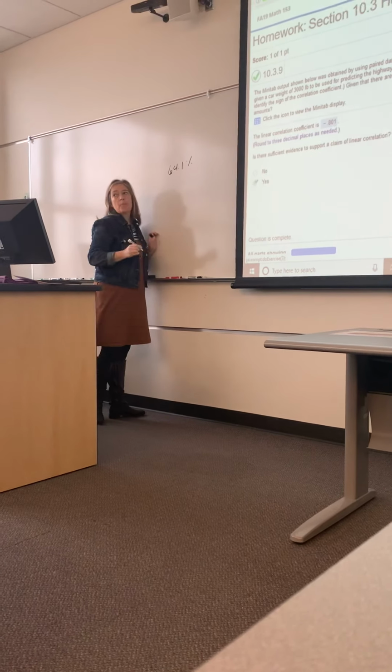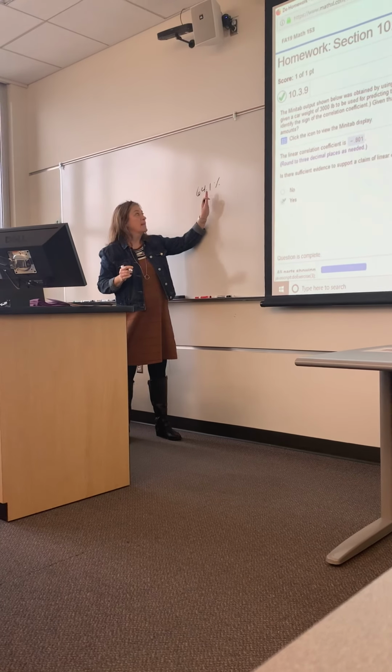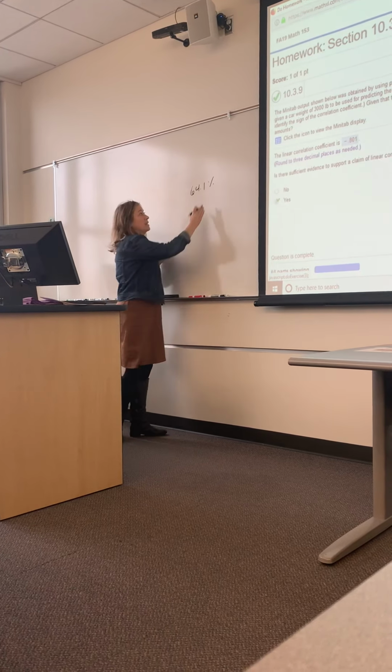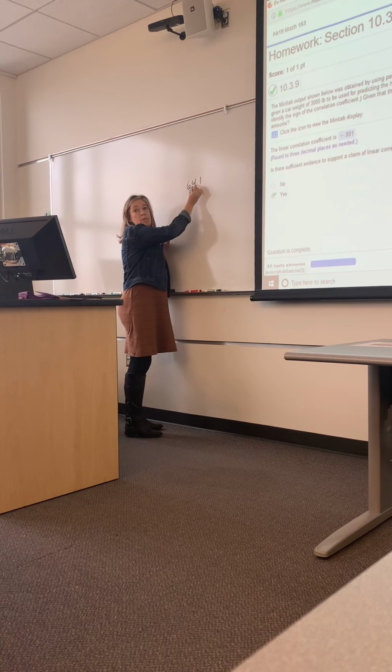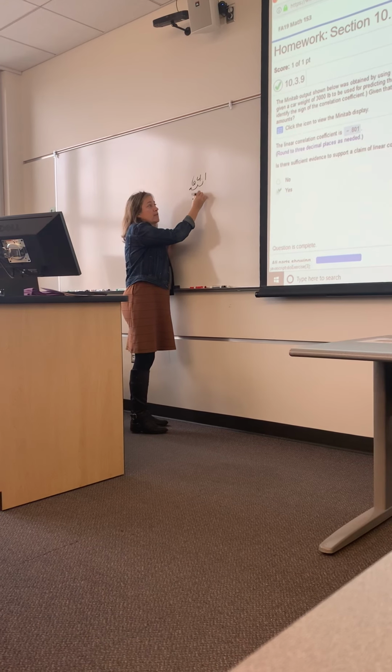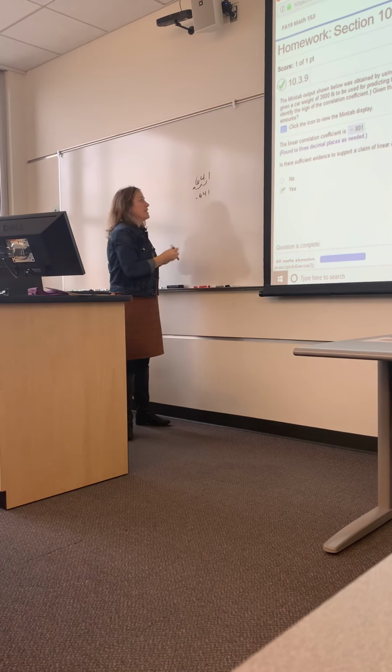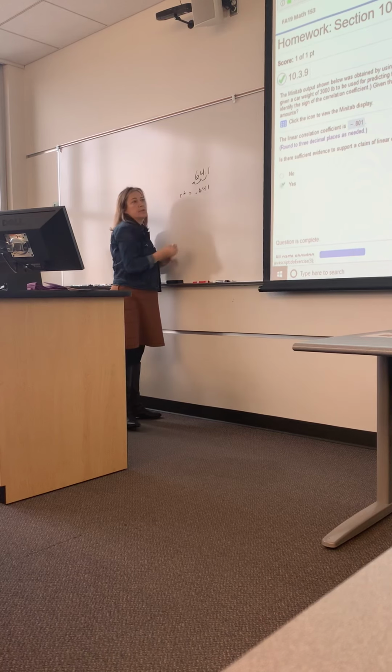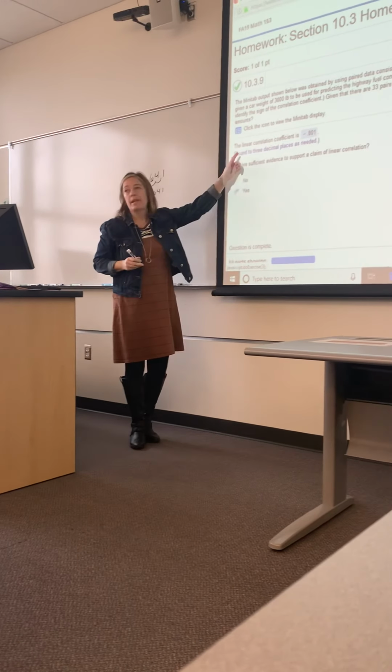So 64.1%, to change it to a decimal, you remove the percent sign. So you remove the percent sign and move the decimal over 2 places to the left, so it becomes 0.641. Okay, this is what r squared is equal to, but what we want is the correlation coefficient.